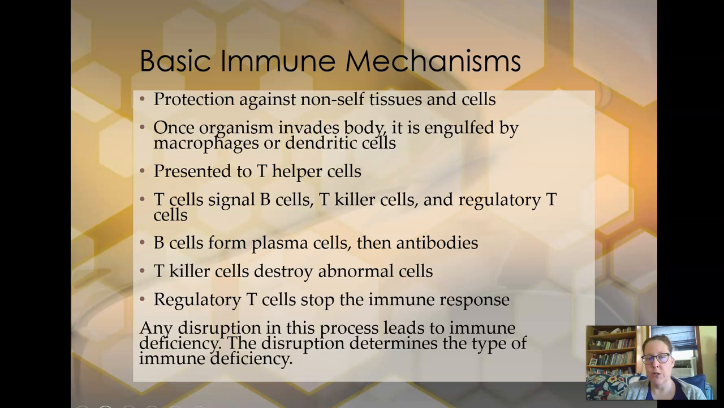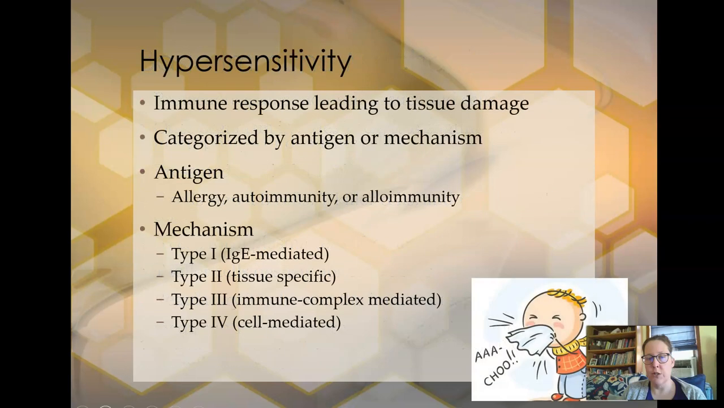And so any disruption in this process will lead to immune deficiency. The disruption can determine the type of immune deficiency. So that's anywhere in that whole cascade of stuff. All right, so let's talk hypersensitivity. So hypersensitivity is an immune response that leads to tissue damage. And it can be categorized by the type of antigen or by the mechanism.